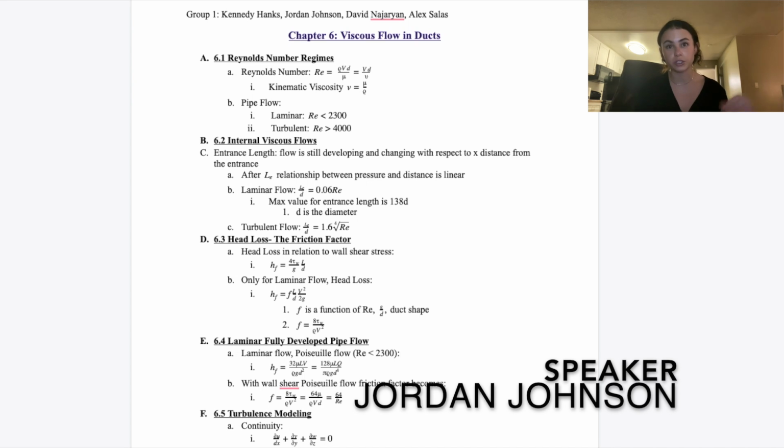Moving on to 6.2 for our internal viscous flows. The entrance length is the flow that is developing and changing with respect to the x distance from the entrance. Our LE is the longest development length. After that relationship, pressure and distance become linear. Our laminar flow is given on our equation sheet as 0.06 times our Reynolds number, and our maximum value for our entrance length is 138 times the diameter, either found or given. In turbulent flow, the boundary layers grow faster and our LE is relatively shorter.